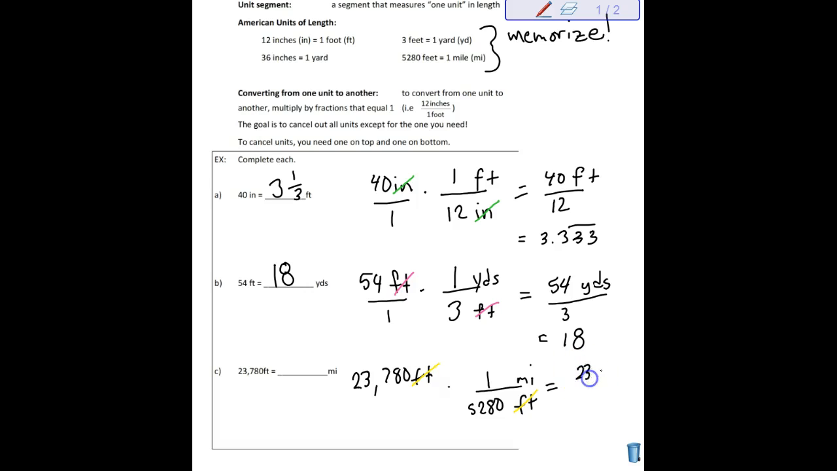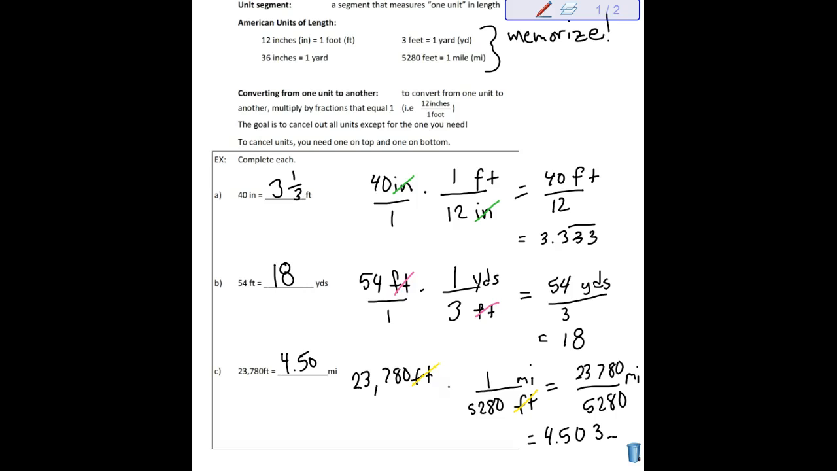I have 23,780 feet in the numerator, 5,280 feet in the denominator. My goal is that my answer is in miles when all is said and done. So I divide, and what do we get? We get 4.503... So I'm fine with you rounding to 2 decimal places, 4.50 miles. Okay?